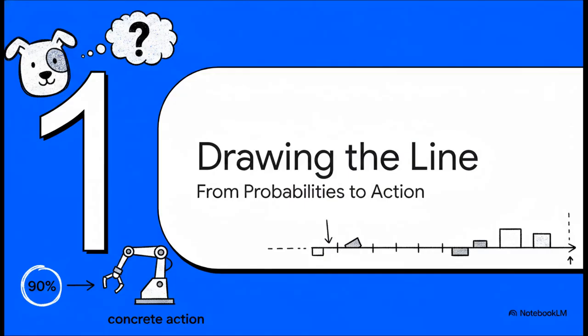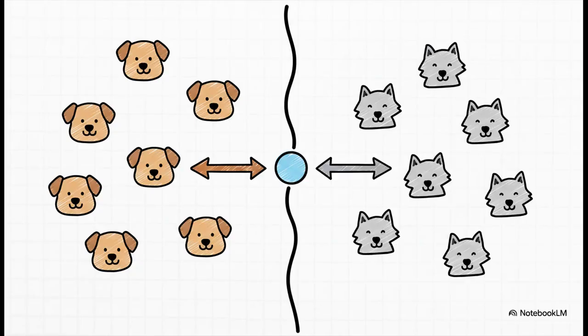Okay, so we've got our final number, a 90% chance of a dog. But a probability isn't a decision, is it? So next up, how does a machine actually take that number and turn it into a concrete action, like stay or go? Well, what a machine does is create a decision boundary.